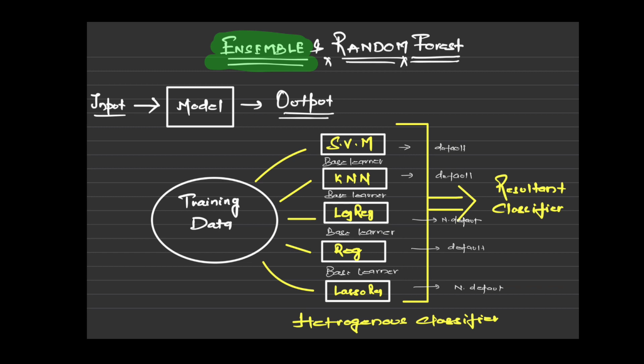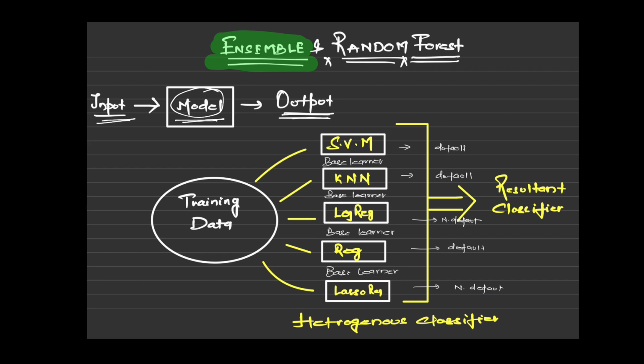Now let's understand ensemble learning. Now there is one single model. You provide some input and it will throw some output. But this is one model. It could be SVM, it could be linear regression, it could be KNN. But this is one model. It could be either SVM or KNN or logistic regression or lasso regression.